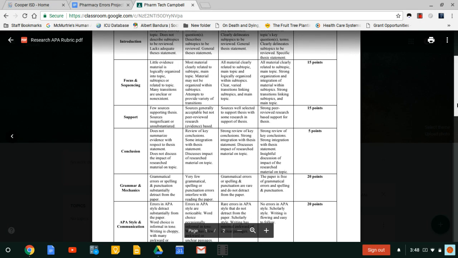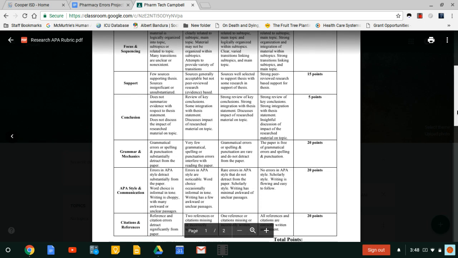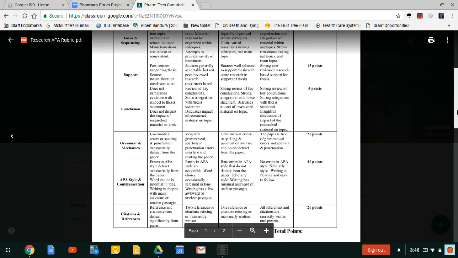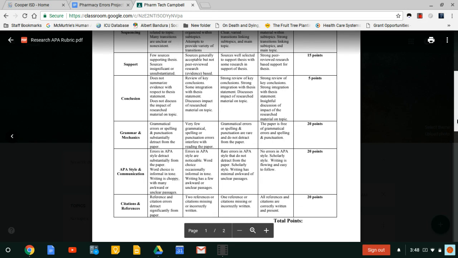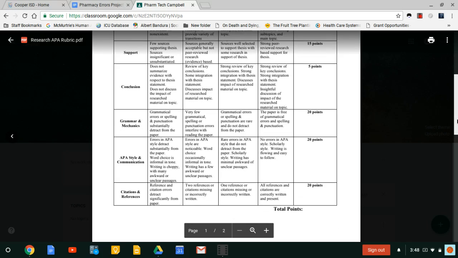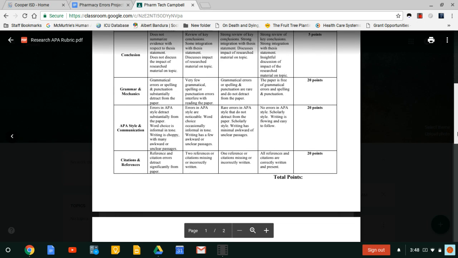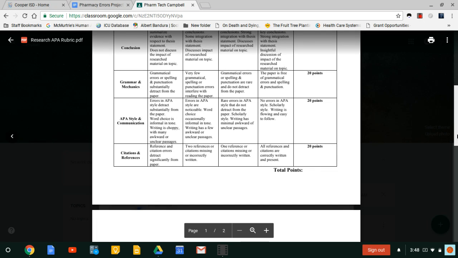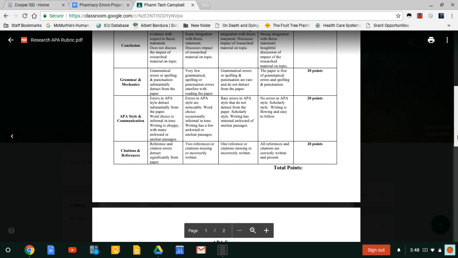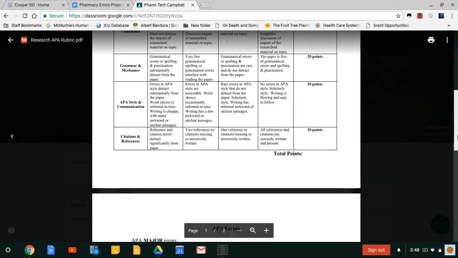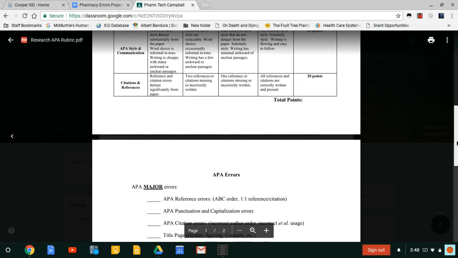Strong peer review and research-based supported thesis. Now this goes back to your scholarly articles as well. Strong review of key conclusions, strong integration of the thesis statement, and this is related to your conclusion, insight and discussion on the impact of the research and the material on the topic. The paper is free of grammar, spelling, and punctuation errors. No errors in APA style, scholarly style, and writing is flowing and easy to follow. All reference citations are correctly written and presented.